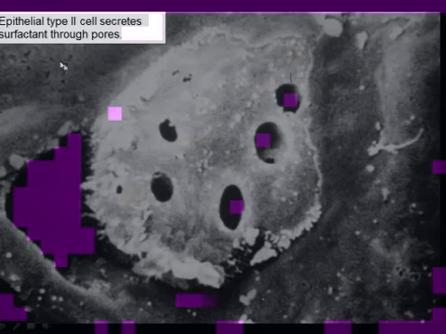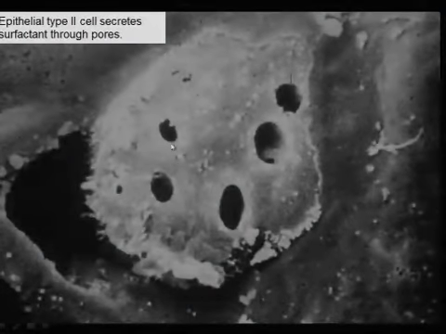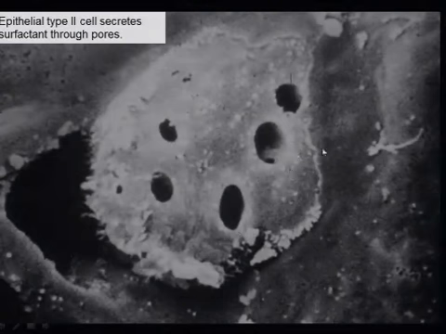So once again, here's an epithelial type 2 cell secreting surfactant through pores. These are what it looks like, some of the pores. You can see the type 2 cell kind of sticks up and above the type 1 cells.